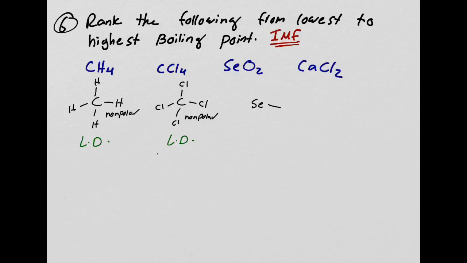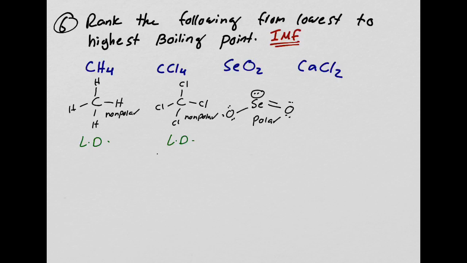SeO2. I'm going to draw it out, two nonmetals together again. I'm not going to go over the Lewis structure, but if you need to review those, go back to them. Now, this is polar. It has a lone pair on top. We have more electrons located on this side than the other side. So it's polar.